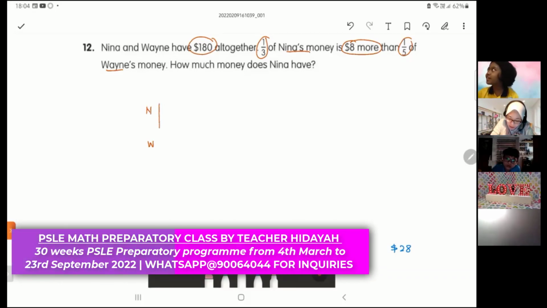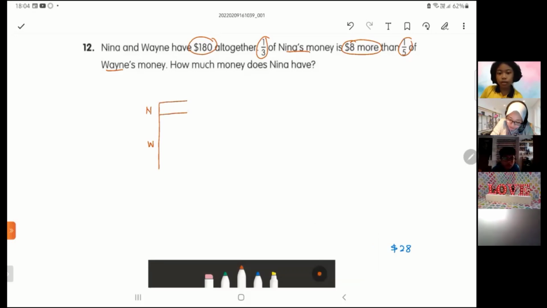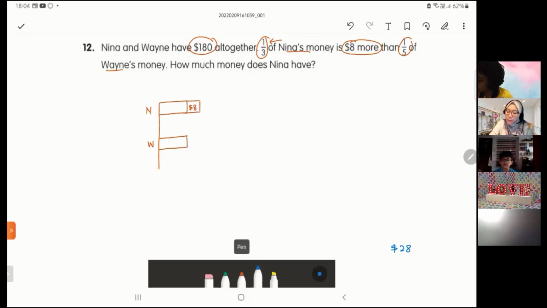So let's say like this. This is Nina and this is Wayne. This is just one part of it. However, if I compare their one part, Nina's one part is $8 more. So there's an $8 more here. But does Nina only have one part? And does Wayne only have one part? No. Nina has a total of 3 units. And Wayne has a total of 5 units.